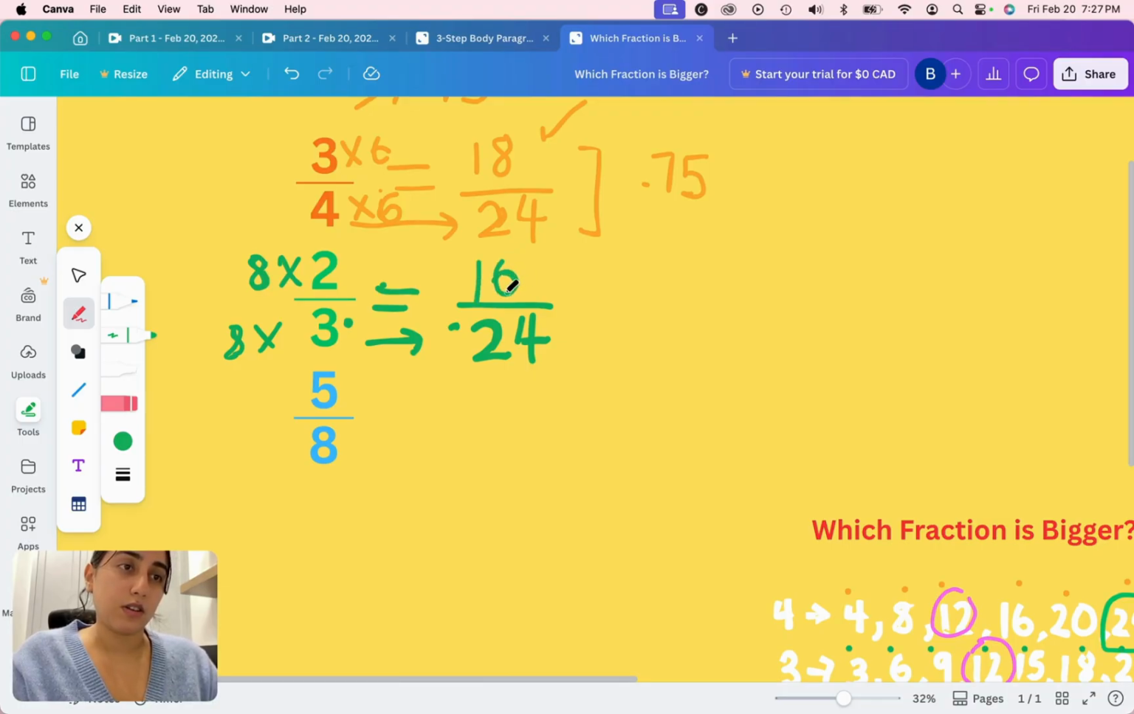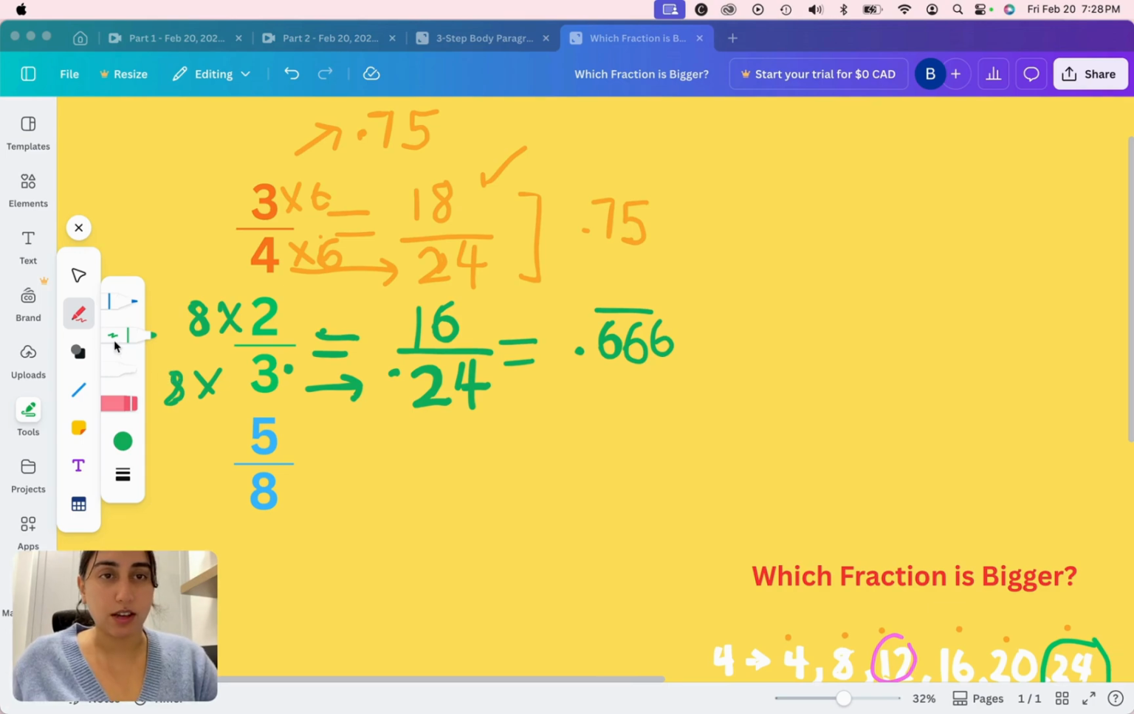Okay, guys, I want you to do the same thing again. Pause the video and ensure that these two fractions are equal to the same number. And if you did that correctly and I did that correctly, it should be equal to 0.666 repeating. So we have one more fraction left.